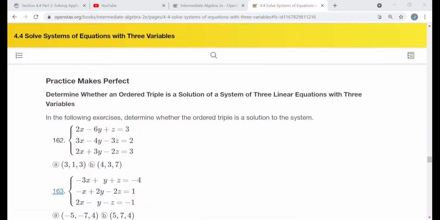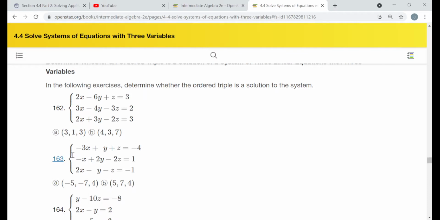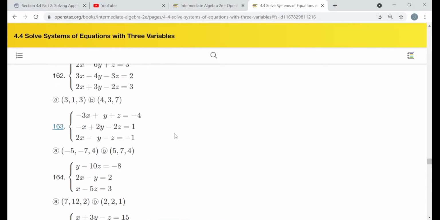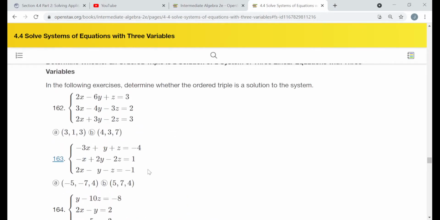All the exercises I'm doing in this video are taken from a free online textbook through openstax.org. That book is their Intermediate Algebra 2nd edition, and I'm in section 4.4 titled Solve Systems of Equations with Three Variables. The exercises I'm going to be doing are 162 through 165. There are parts A and B for all four of them.